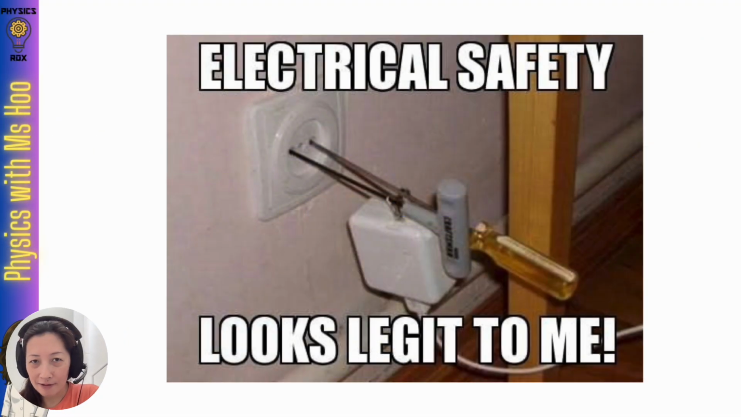Now, as we always know, Miss Hu's slides are not complete without a meme. So when we talk about electrical safety, no, this is not what you do.